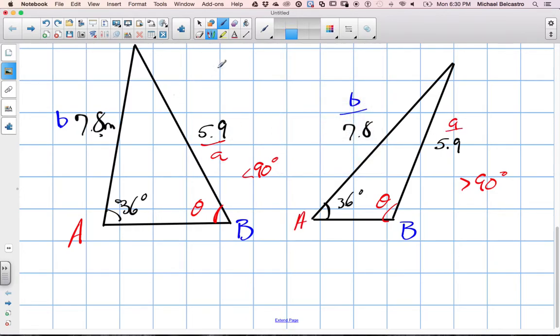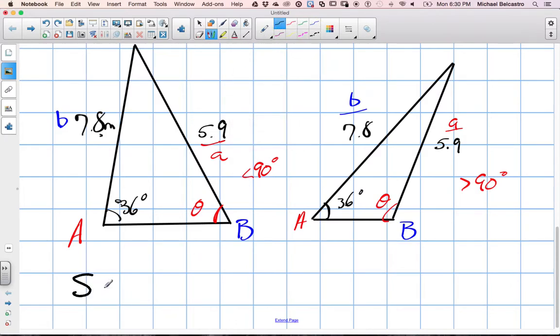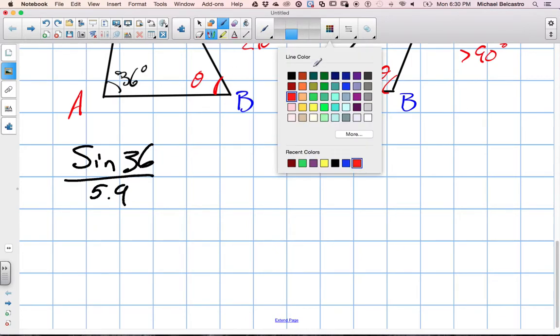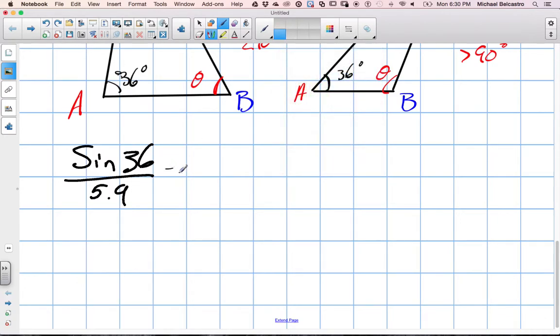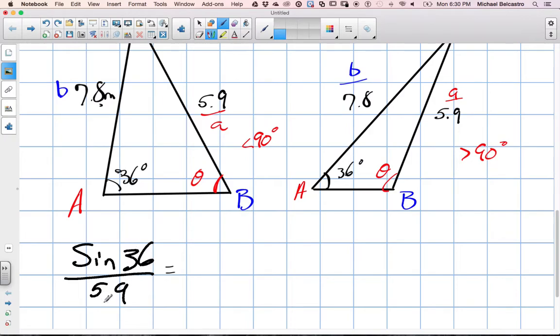In the first one, we'll set up our sine law to try to find this angle, theta, and we'll talk about the acute and the obtuse side of it. So sine 36 divided by 5.9 is equal to, so those were both of the A values. This was an A and this was an A.